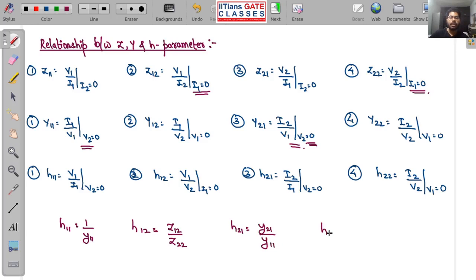What about H22? H22, you can see, is V1 equal to 0. So V1 equal to 0 means again I have to look in the Z parameter. In the Z parameter, I require the ratio I2 by V2. So how can I get I2 by V2? It is 1 by Z22. So if I do 1 by Z22, I get H22. So this is my basic relationship between Z parameter, Y parameter and H parameter.